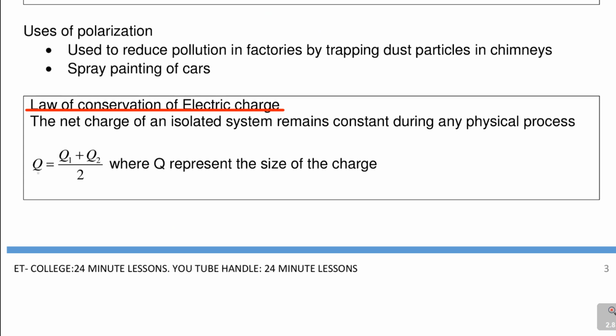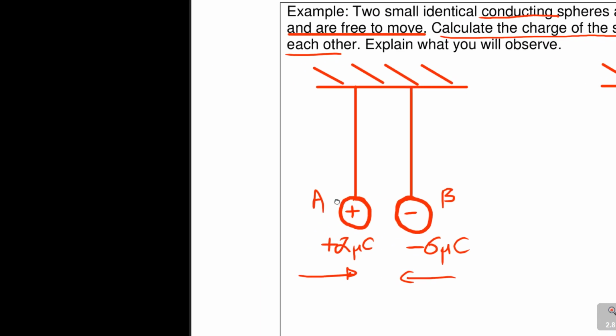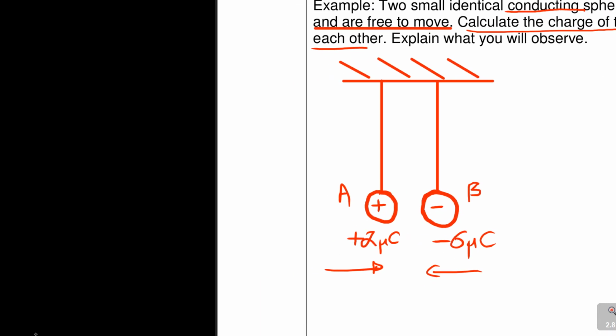This formula says Q is (Q1 plus Q2) over 2. This is what you use when you're finding the net charge on each sphere. So we are going to say here Q is equal to (Q1 plus Q2) divided by 2.